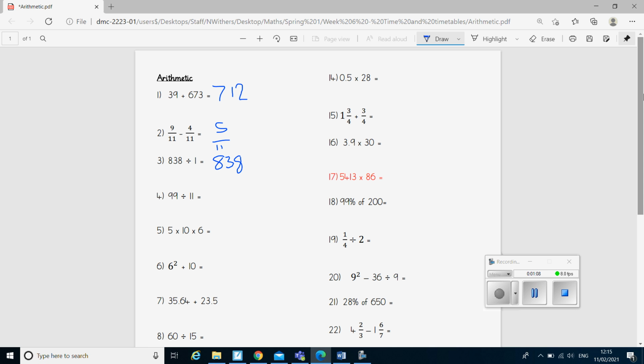Okay, question 4, getting a little bit harder. 99 divided by 11. Could have done a little bus stop. Hopefully I know though that 99 is in my 11 times table, and so the answer is 9.